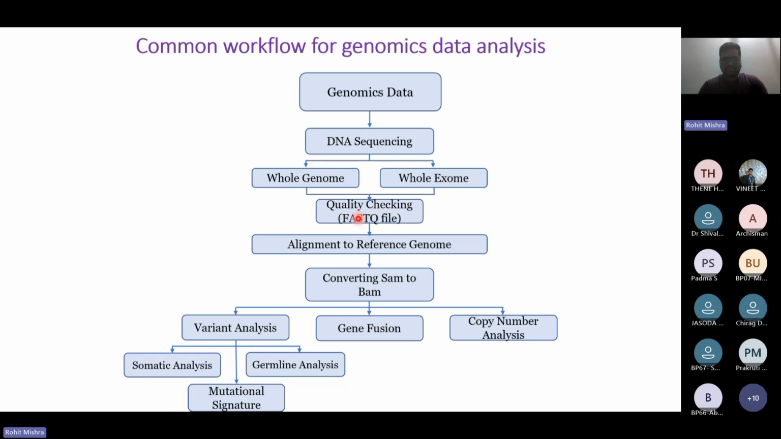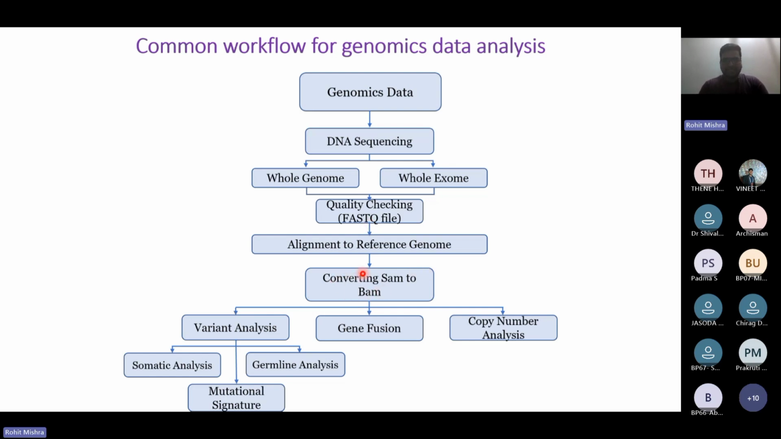This is the step where the quality of the FASTQ file is checked. Okay, so DNA was sequenced, and now this DNA is in the form of reads in the FASTQ file. We don't know where exactly these belong, so we align them to the reference genome. We already know that the human genome was sequenced long back, so we have a reference genome, and now we have done sequencing where we have reads. These reads are aligned to this known human reference genome.